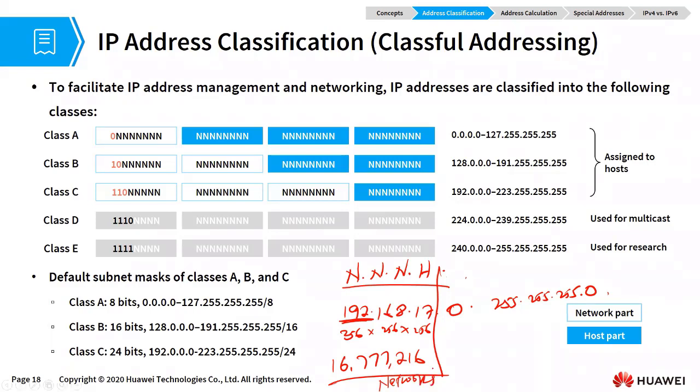Networks. And each of those networks has only 256 host addresses.